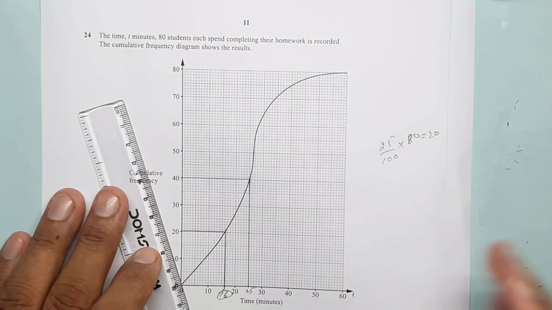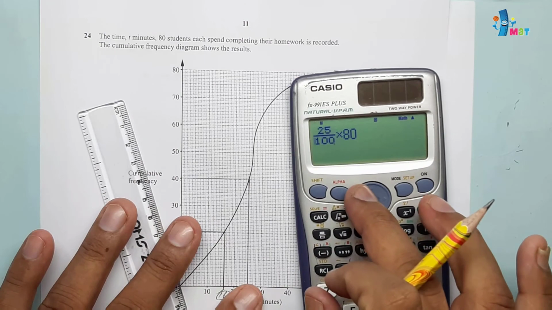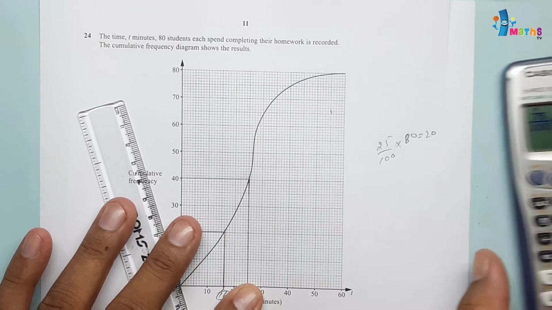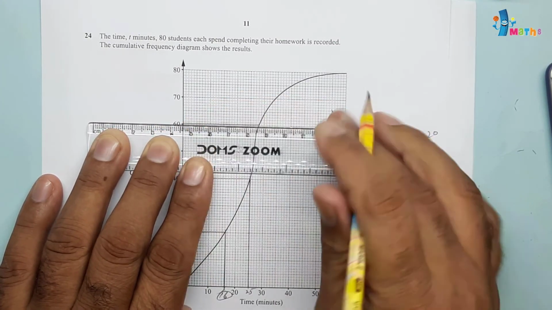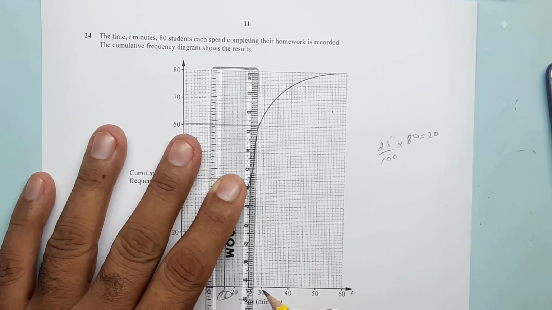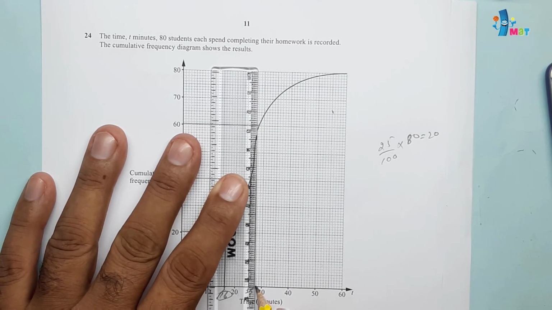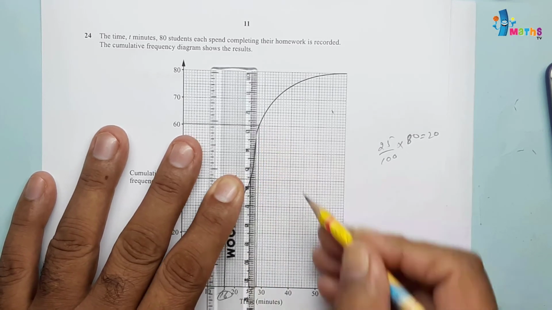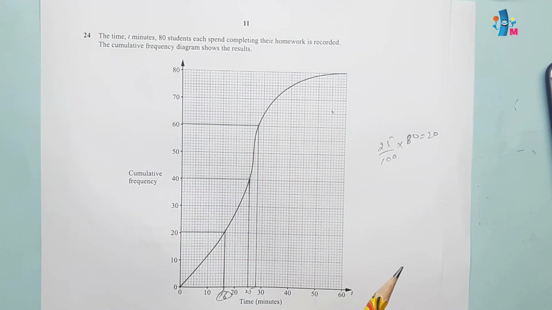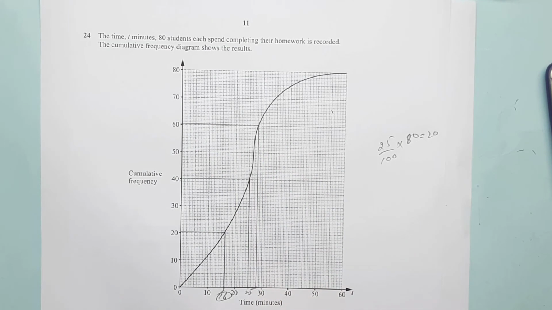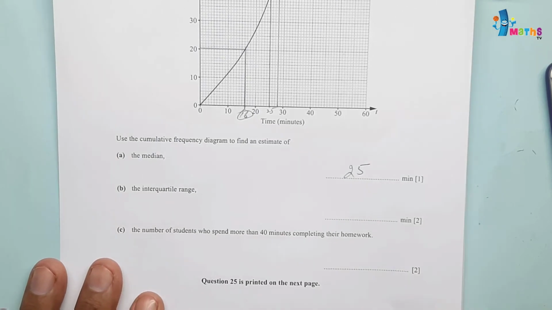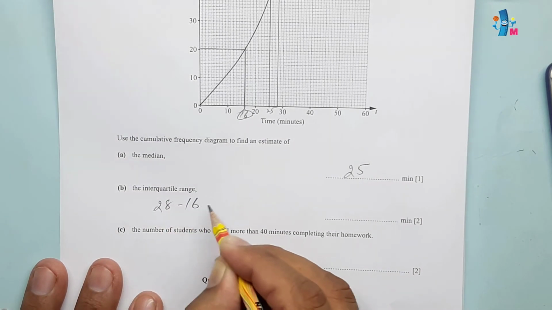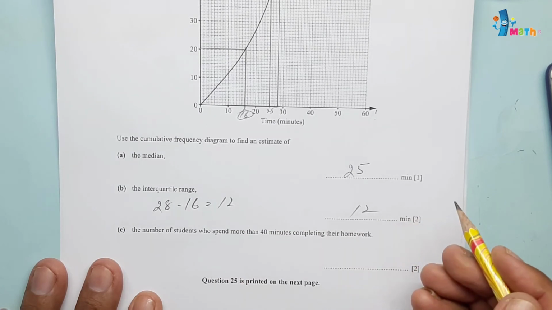We can check upper quartile. Upper quartile will be 75th percentile, and 75th percentile is 60. So we can check the reference from here, 60, and this will be over this point, and this is basically if we check from here, 25, 26, 27, 28. So 28 is upper quartile and 16 is lower quartile, and interquartile is upper quartile minus lower quartile, which is equal to 12. So 12 will be our answer.